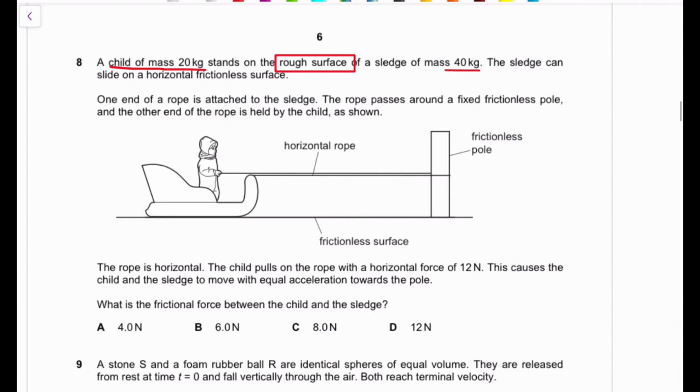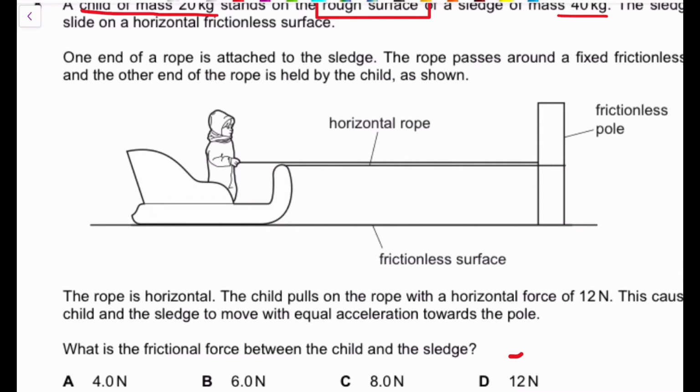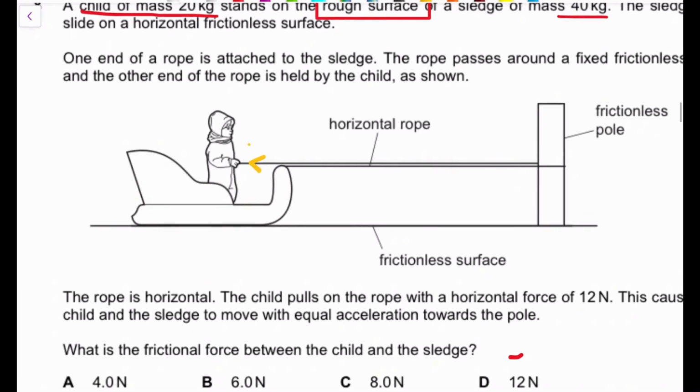One end of a rope is attached to the sledge. The rope passes around a fixed frictionless pole, and the other end of the rope is held by the child, so the child is basically pulling the rope. The rope is horizontal, and the child pulls the rope with a horizontal force of 12 newtons. This causes the child and the sledge to move with equal acceleration towards the pole. So the child is pulling the rope backwards with about 12 newtons, but this is going to cause a tension forward of also 12 newtons.